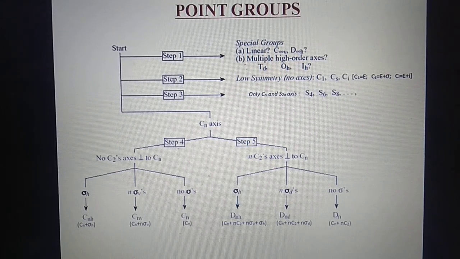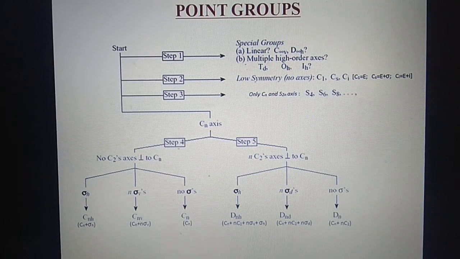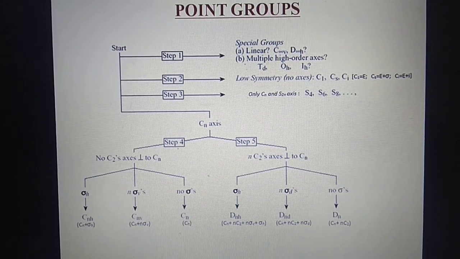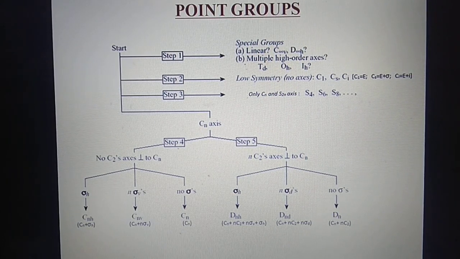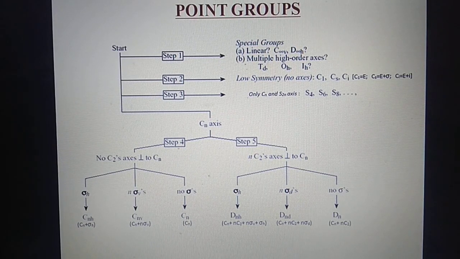Okay. So very first we will look whether the molecule is linear, then the point group would be C∞v or D∞h. Next we will look whether it has a high order axis. If both are absent, then we will move towards step 2. Well, in step 2, there are low symmetry cases, meaning no axis. In the second step, we will consider the molecules where axes of rotation are absent. Now, there are 3 point groups in this category. These are C1, Cs and Ci.